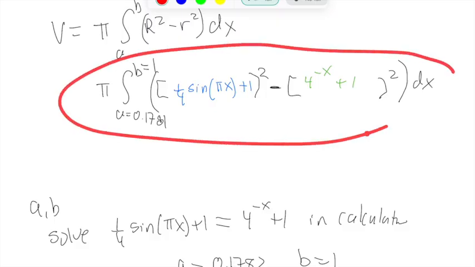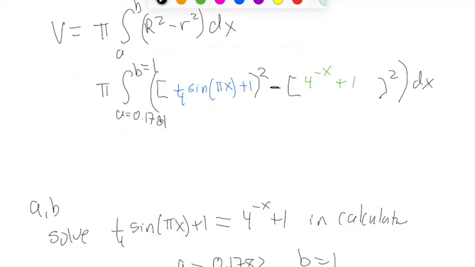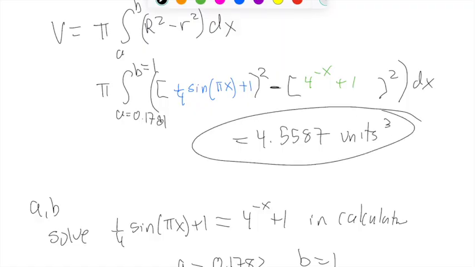And there you go. Type that into your calculator, hit equals, and you should get a volume of 4.5587 units cubed. And there you go. That is the last lesson.